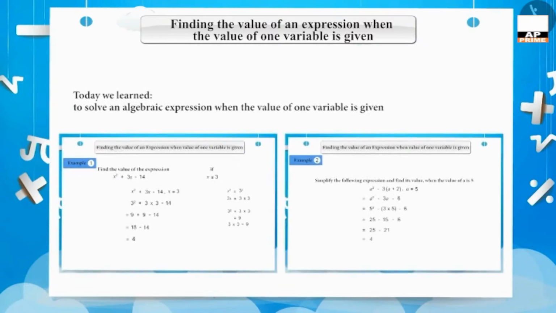Today we learned to solve an algebraic expression when the value of one variable is given. In the next video, we will understand it better with some more examples.